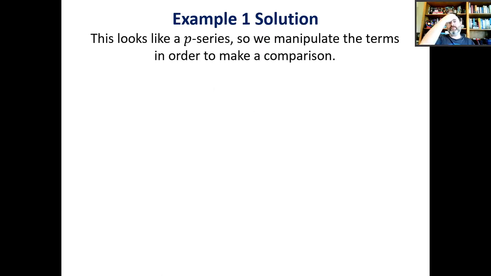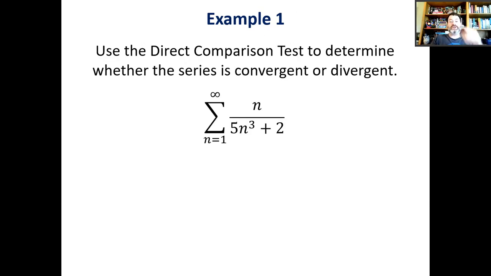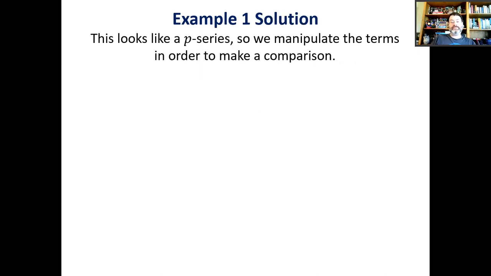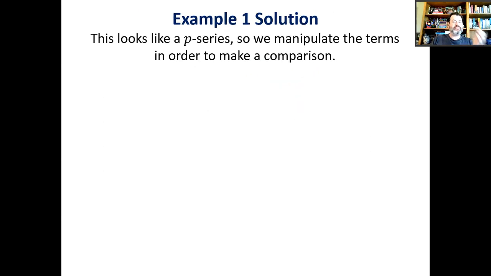So here's what we're going to do. It looks like a p-series because it's polynomials. Well, it's actually a rational function, right? It's a polynomial divided by a polynomial, so that makes it look like a p-series. What we have to do is manipulate the terms, and that will tell us what comparison to make. So let's go back and look at our p-series again. Notice the p-series is 1 over n to the p. So we want to try to get a 1 or just a number in the numerator. We want to get all the n's out of the numerator.